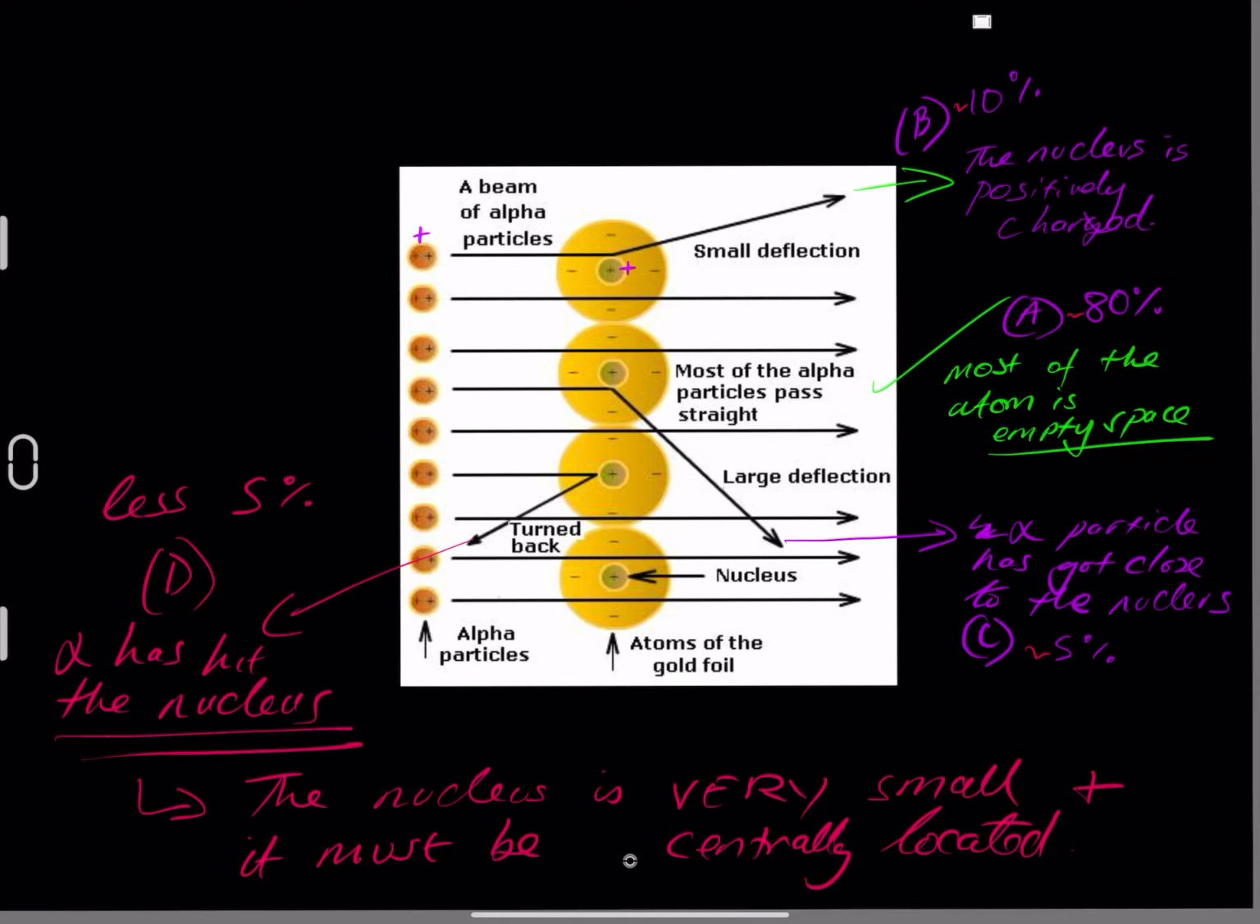So this was just a summary of the gold leaf experiment, of the history of the atom, and how we have come about to this nuclear model of the atom. Now this will be important for chemistry and for physics. You will need to know this for your physics in addition to your chemistry.